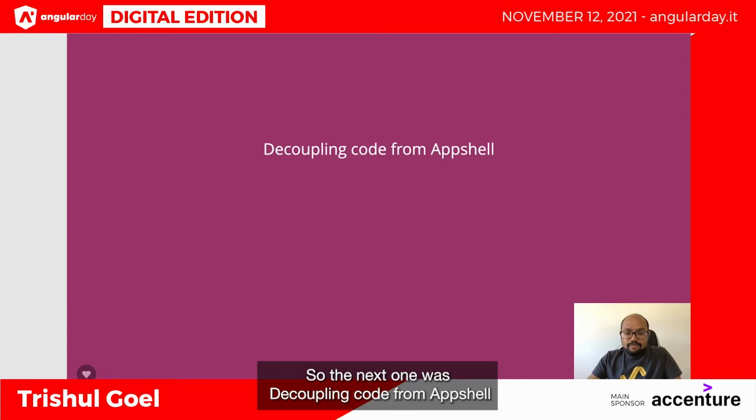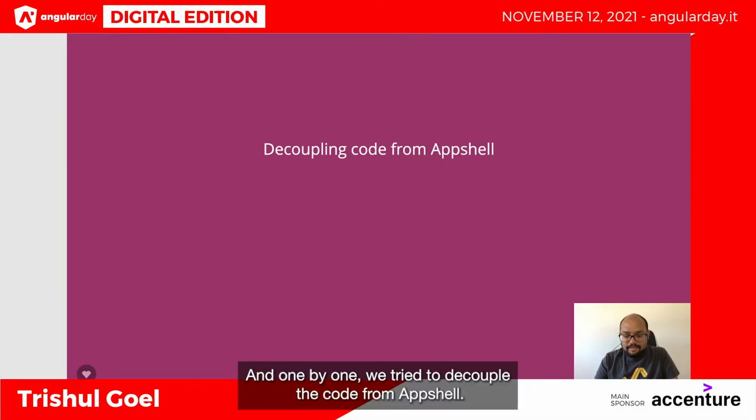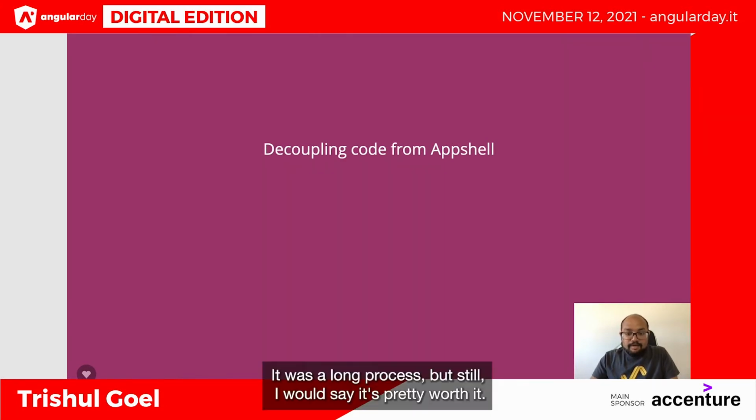So the next one was decoupling code from Appshell. Basically, what we did, instead of creating a new Appshell, we named our whole monolithic app Appshell. And one by one, we tried to decouple the code from Appshell. It was a long process, but still, I would say it's pretty worth it.